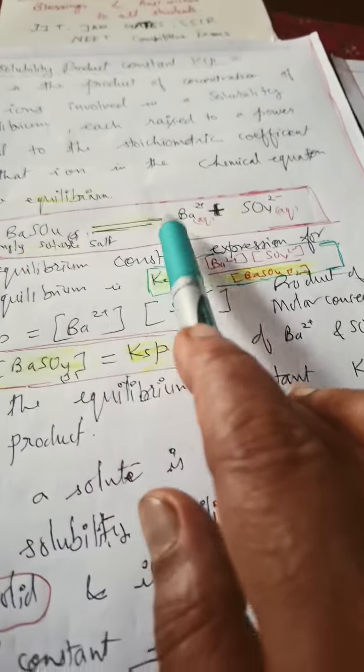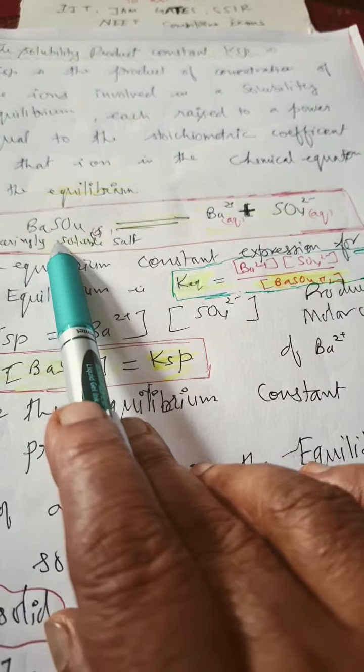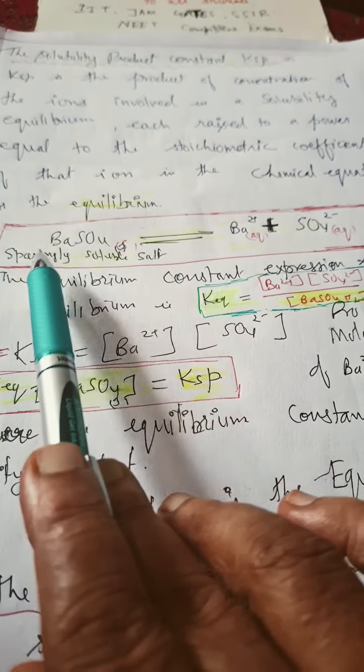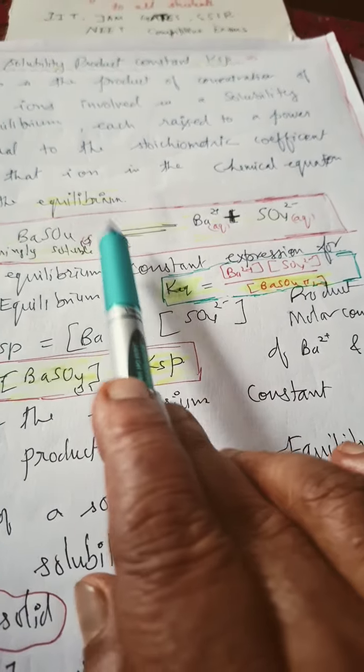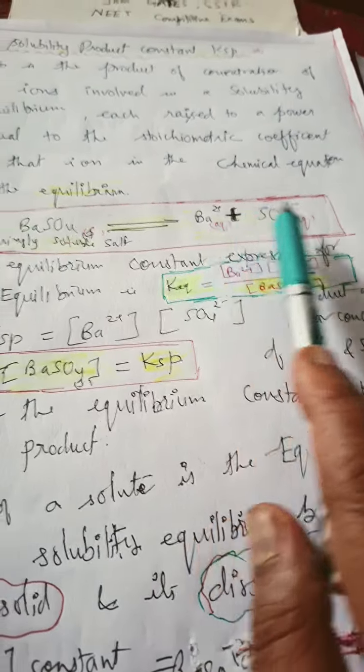Okay, so here I took BaSO4. Ba2+ and SO4 2- are obtained after the ionization of barium sulfate. Barium sulfate is a weak electrolyte, a sparingly soluble salt. So only a small amount of barium and sulfate ions are present in the solution.